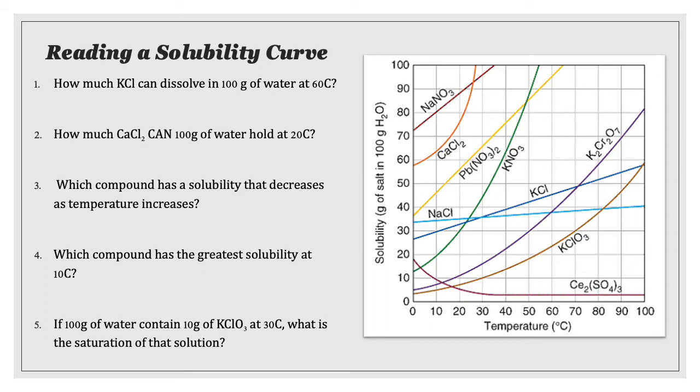And then I need to find 30 degrees Celsius. And if I am at 30 degrees Celsius and I go up to 10 grams, because it says I have 10 grams of that dissolved in there, I actually fall right on that line. And so that means that I have a saturated solution. Okay? So the answer to number 5 is saturated solution.